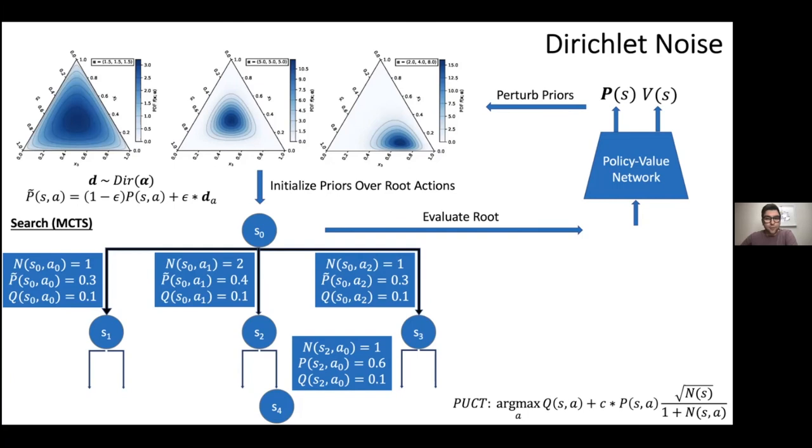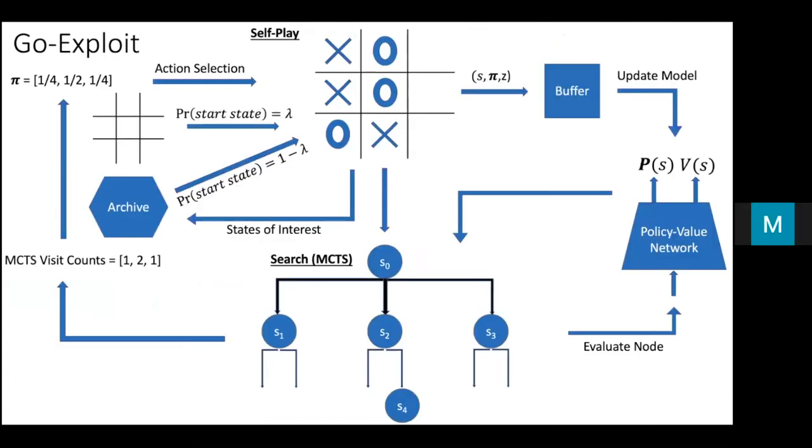Sure. So in AlphaZero, the self-play trajectories always start from the start state. So lambda would be one, essentially. In Go Exploit, we also maintain this archive of previously visited states. And so when we start our self-play trajectories, we sample from the archive to determine the start state of the trajectory with probability one minus lambda. So we found that Go Exploit performs best when it samples the start state from the archive with probability like 0.9.